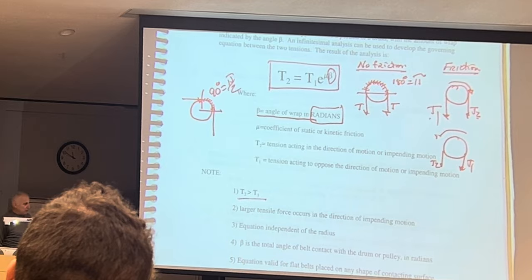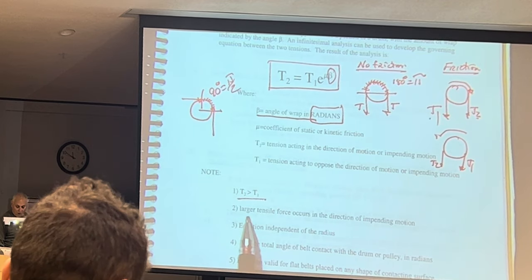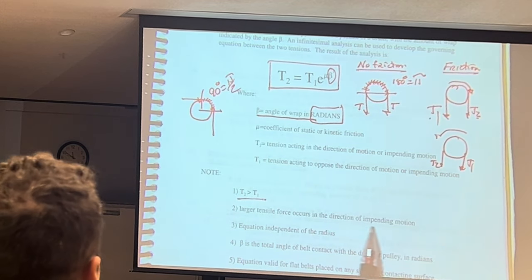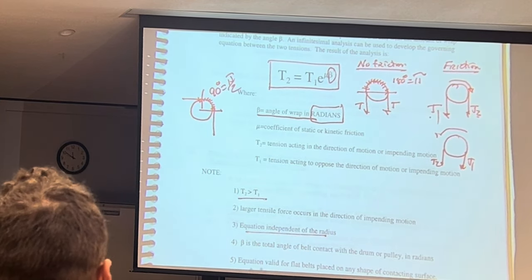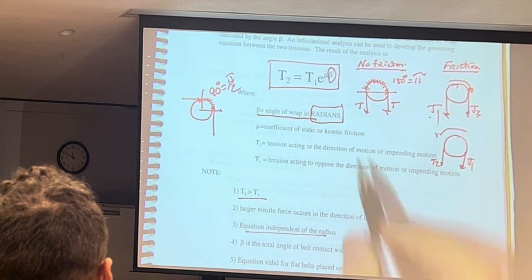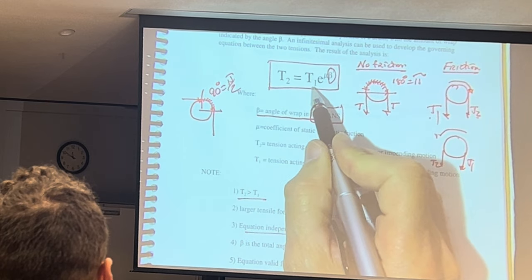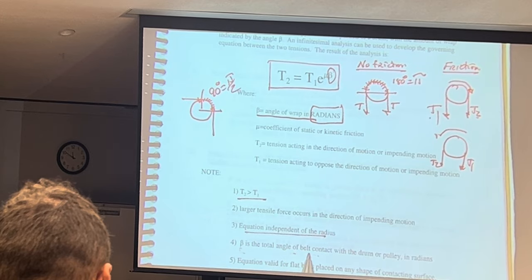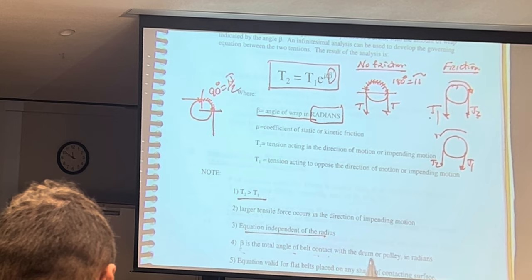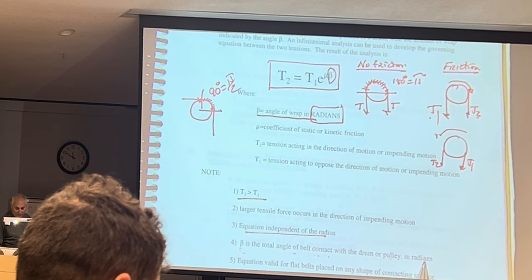Notes: T2 is always greater than T1. The larger tensile force occurs in the direction of impending motion. That's what that's saying. The equation has nothing to do with the radius of the pulley. It's not in there. There's no R in here. Beta is the angle of belt contact between the drum or pulley and the belt.